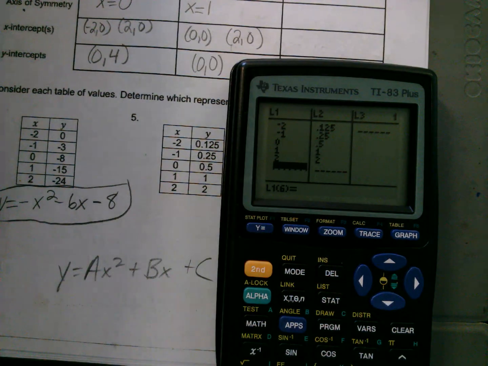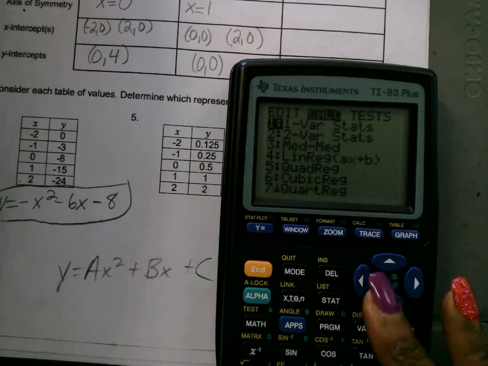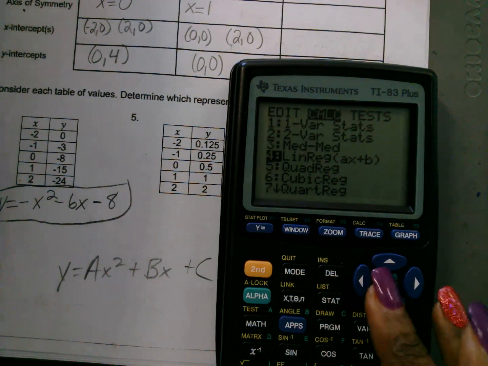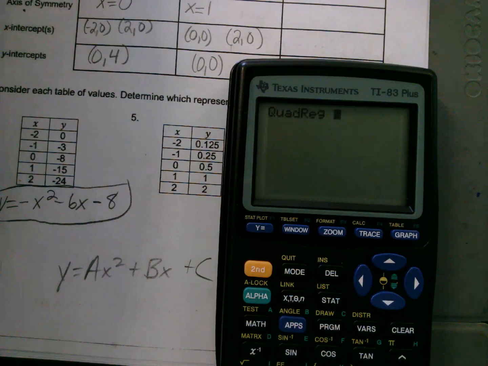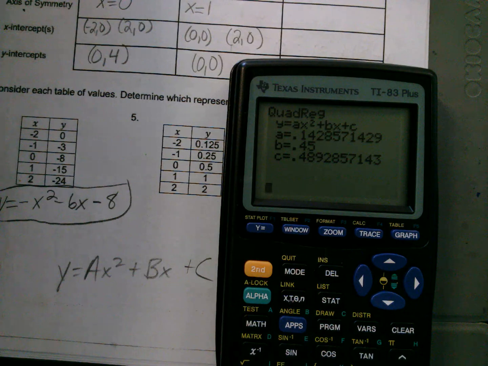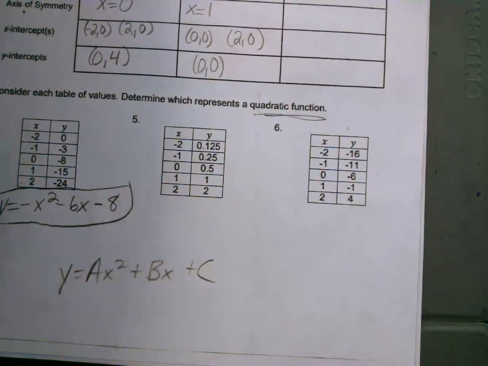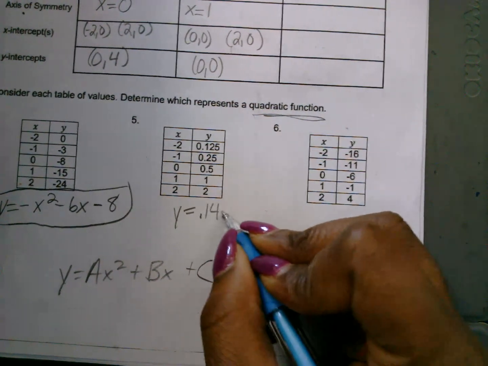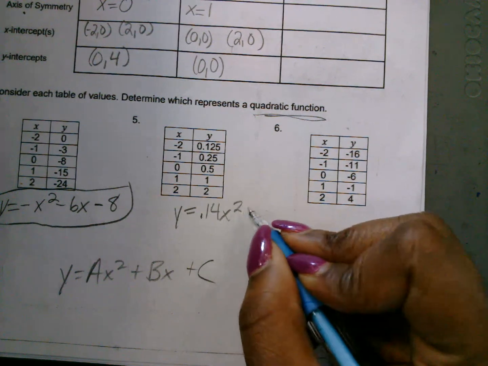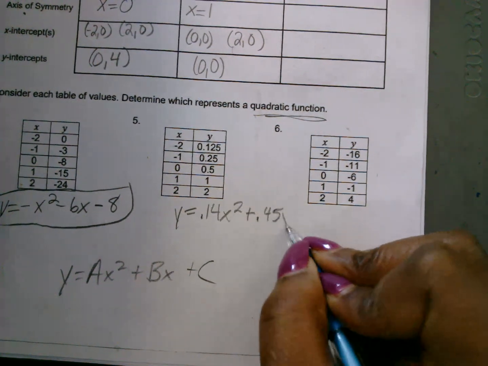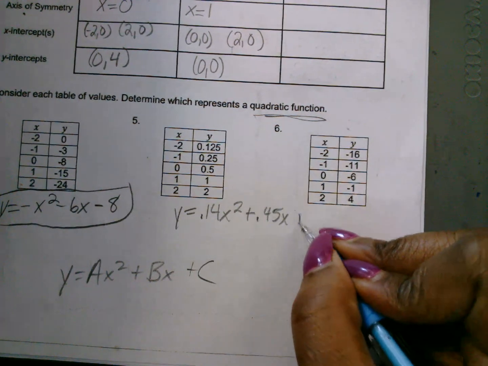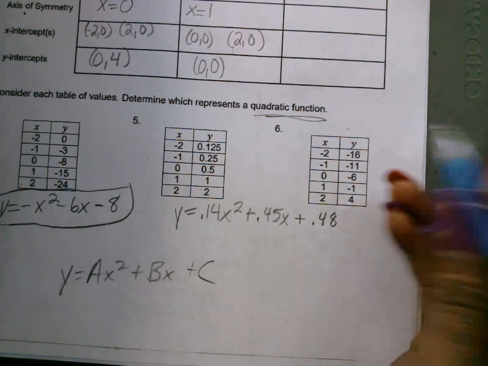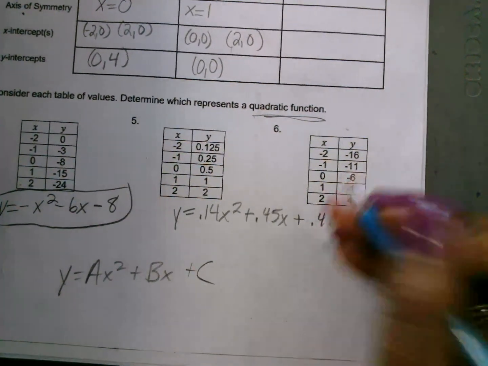What do you do to get the answer here? After you type it in, what do you go to get the equation? Stat. Okay. Quad reg. It's right under lin reg, so it's easy. And then press enter. Okay, so just round that off. You don't need all them numbers. Let's do 2 spaces behind the decimal. So if we're doing 2 spaces behind the decimal, this is y is equal to 0.14 x squared plus 0.45 x plus 0.48. Is that what y'all got? Yeah. All right, or we can round this to 0.49.